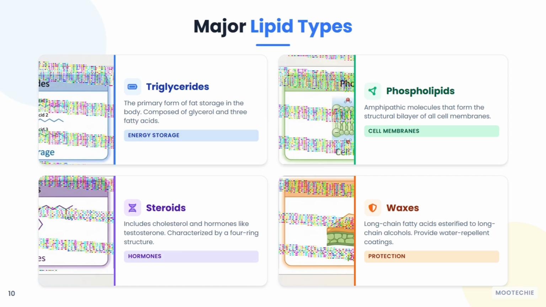Next, we have steroids. This family includes cholesterol and hormones like testosterone. They are characterized by a distinctive 4-ring structure. Their key roles are in creating hormones. And finally, we have waxes. These are long-chain fatty acids linked to long-chain alcohols. They provide water-repellent coatings in nature, serving a crucial role in protection like on plant leaves or in your ears.